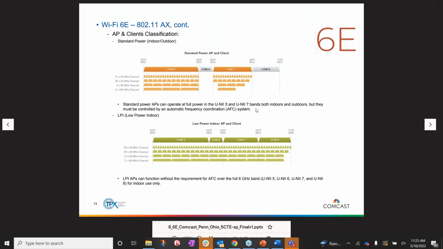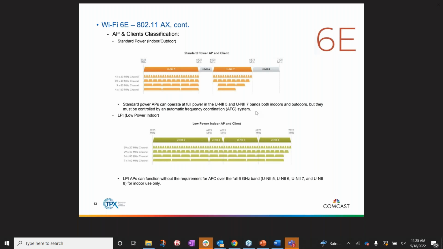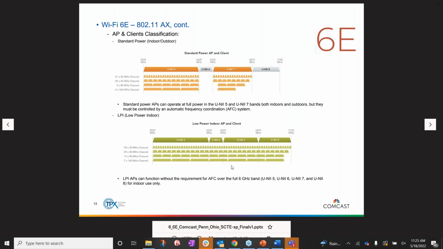So this is another representation of AP and the clients, standard power and low power indoor. We do also have another access point that is very low power, but most of the vendors are targeting these two as the most implemented, as a first implementation priority. So the standard power access point can only operate in UNII-5 and UNII-7, both indoors and outdoors, but they must be controlled by the AFC.